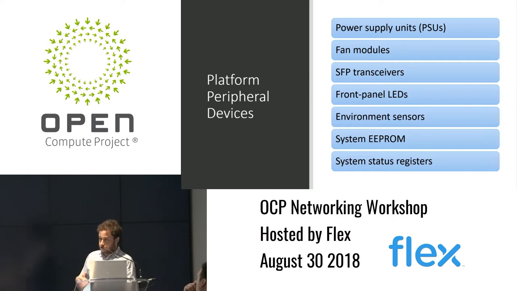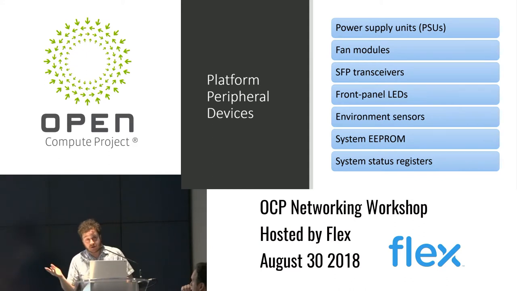SFP transceivers. Again, we have multiple SFP cages on the front of the device. All the cabling connects to these. And there are multiple models. We have SFP, SFP Plus, QSFP. We have 40 gig, 100 gig. There are so many different types of hardware out there, so we need to be able to interface with all of these varying pieces of hardware.